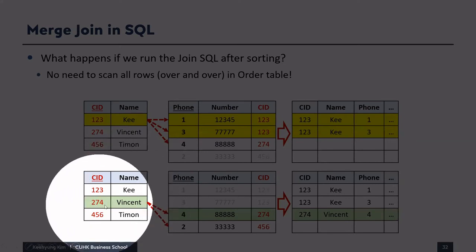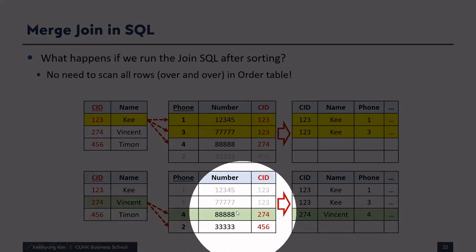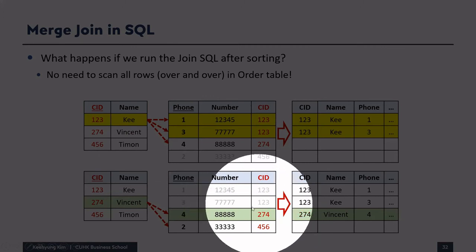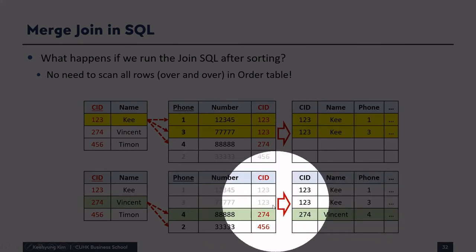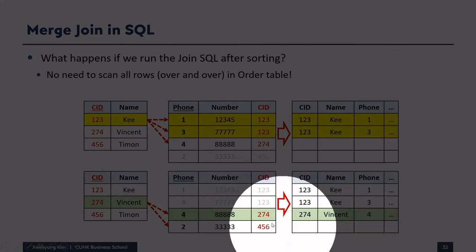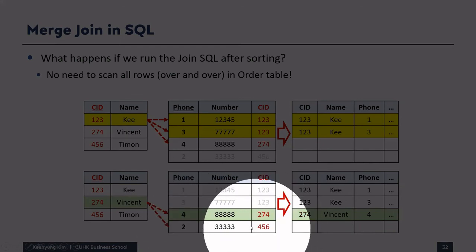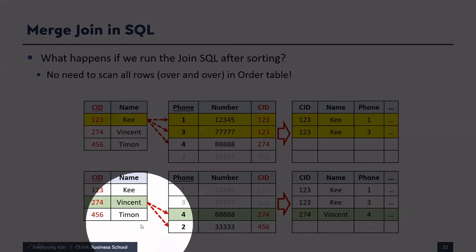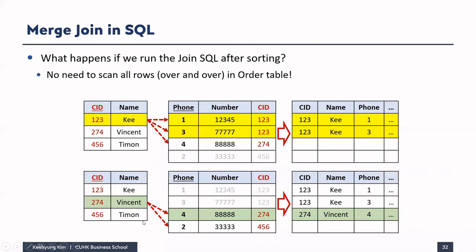The next customer's CID is 274, and then we start from here again. So we match, then the result will be moved there, and it goes to the next phone number. This is bigger, so we stop here, and then we go to the next customer like this. So by doing this optimization process, we don't need to scan the entire table for each customer. So we can increase speed a lot.